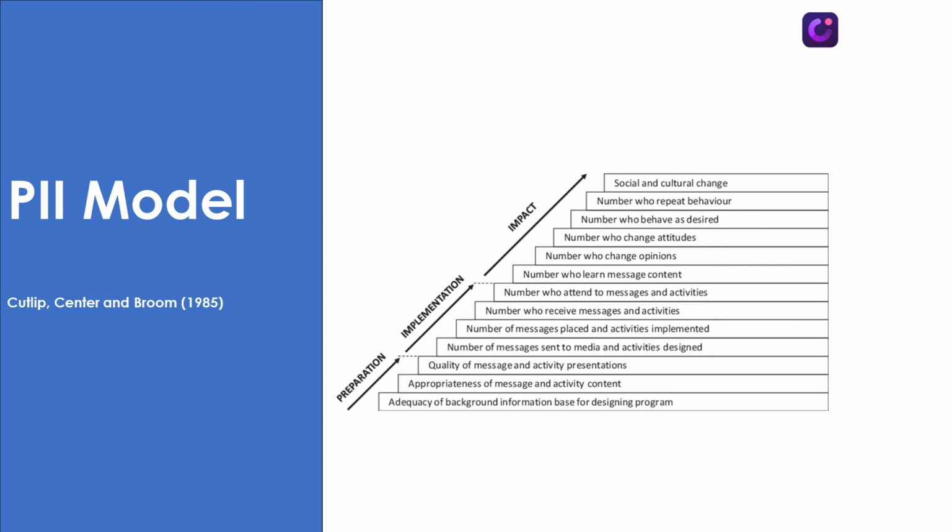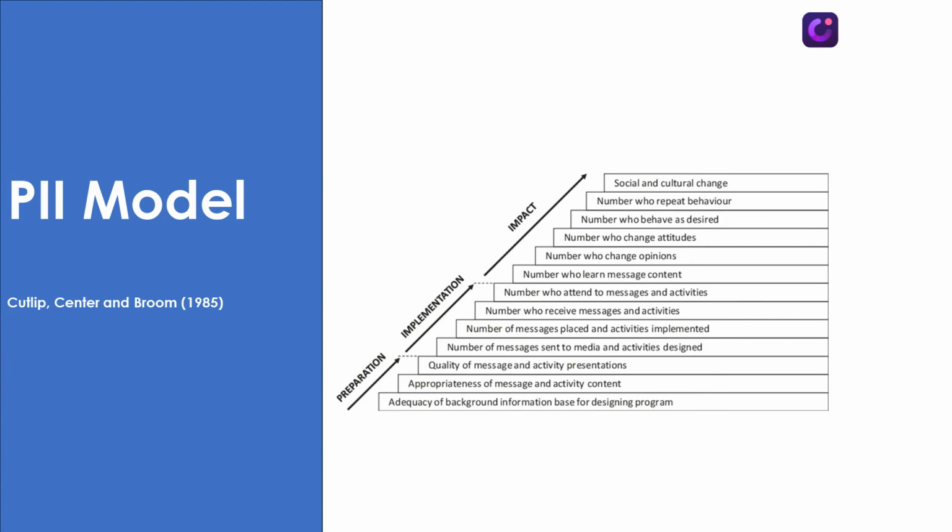Now, the PII is an acronym which stands for preparation, implementation, and impact. Now, what are Cutlip, Center and Broom talking about? What they're saying is, any activity that public relations undertakes goes through these three stages, which is the preparation stage, the implementation stage, and the impact stage. From the diagram you see, the preparation stage has to do with you focusing on the quality of the messages that you're going to present, the appropriateness of the message. That is, is this message good for this audience or for that audience?